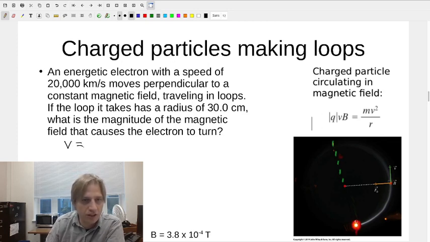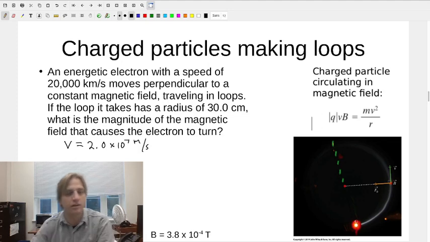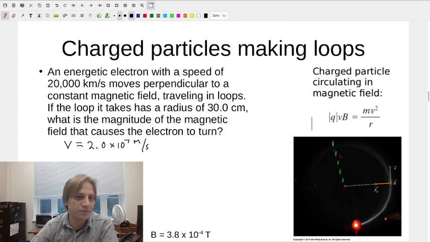So V equals 2.0 times 10 to the fourth. But it's kilometers per second, so that's an extra 10 to the third. So overall, this would be 10 to the seventh meters per second. Now you might say, is that even possible? It turns out it is. The speed of light is around 3 times 10 to the eighth. So this is less than 1% of the speed of light.